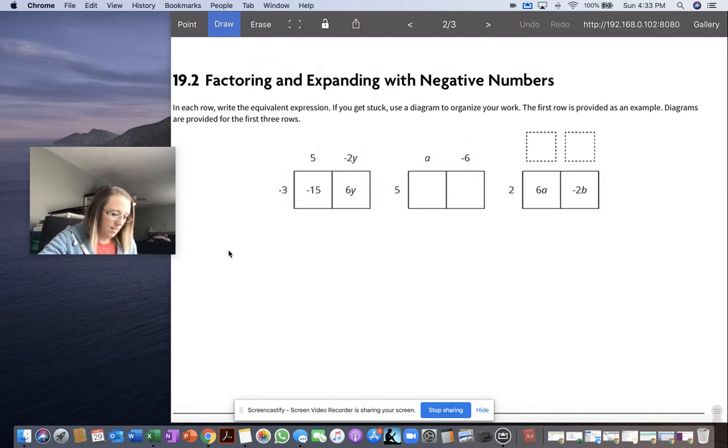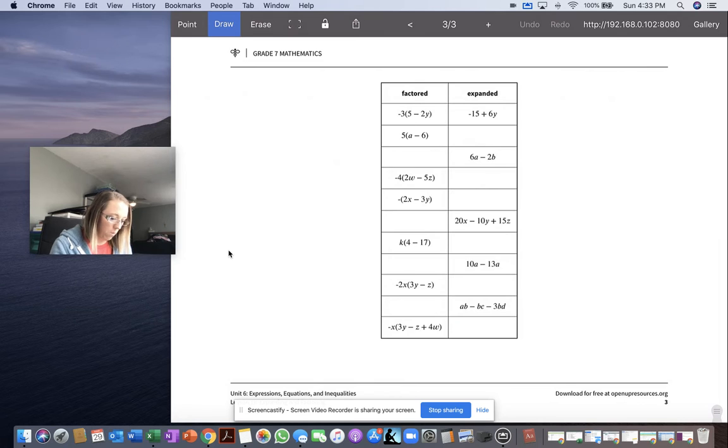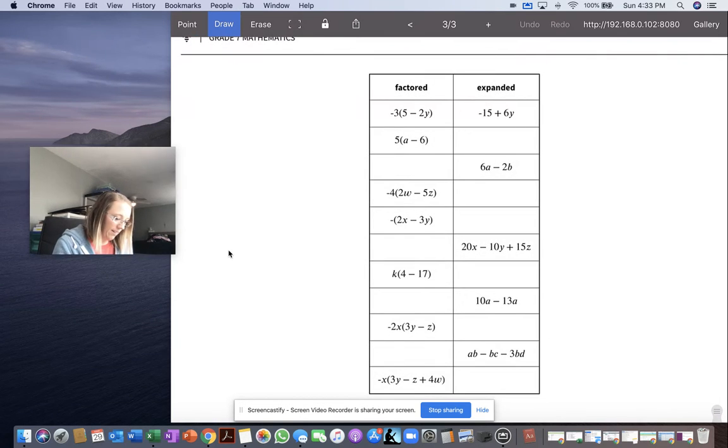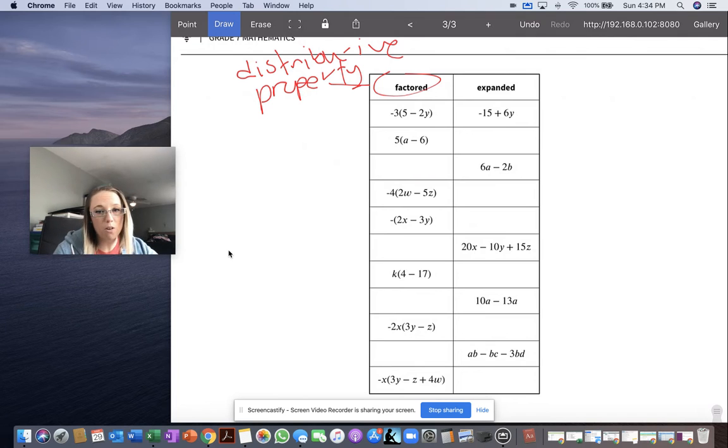This first page, which you have on 141, is kind of weird. If these diagrams help you, great. If they don't, I don't care that you learn them. So what we're going to do, this is kind of fun. You've seen this before. This is really just the distributive property. The expanded form is the distributive property backwards, basically.